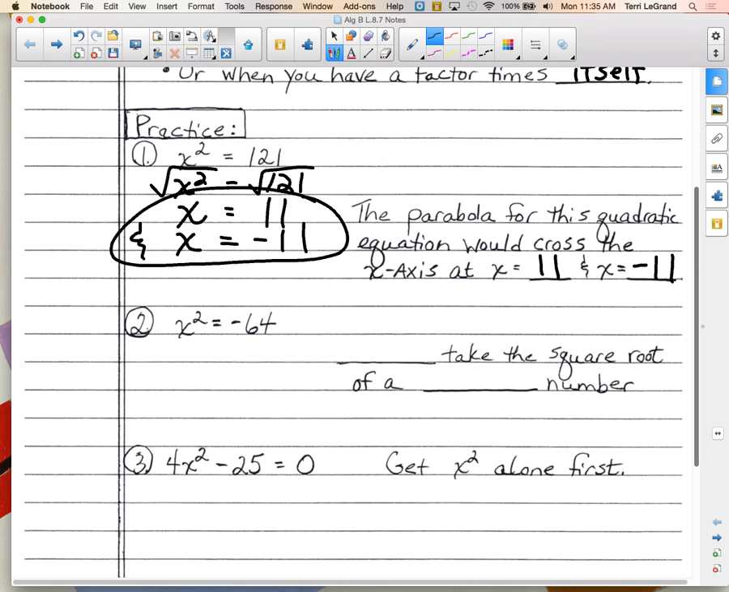Here's how you will typically see it written, okay? Or I'm going to say you could write it like this. X equals positive, negative 11. That's the shortcut way of writing it. So you don't have to write x equals 11 and x equals negative 11. The shortcut way is to write x equals positive, negative 11. There are two solutions.